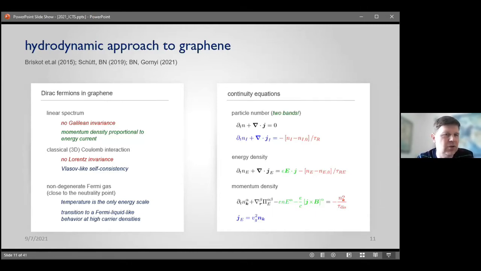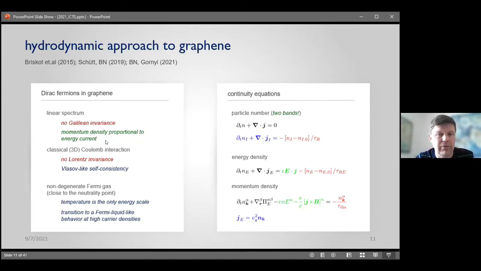The electrons interact with just a regular three-dimensional Coulomb interaction, which is also not in any relativistic limit. So again, because there is no Lorentz invariance, we cannot simply copy relativistic hydrodynamic equations, and therefore the hydrodynamics in graphene has to be developed from scratch, so to speak, on its own.